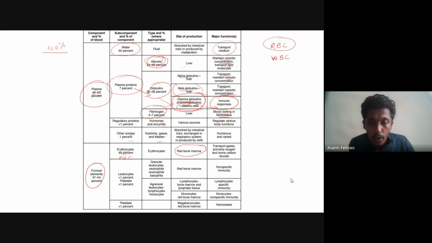So when it comes to red blood cells, what do they do? They transport O2, correct? And also CO2. I can't tell that CO2 is a major part, because we have seen, with respect to breathing and exchange of gases, how much carbon dioxide is carried by red blood cells, correct?